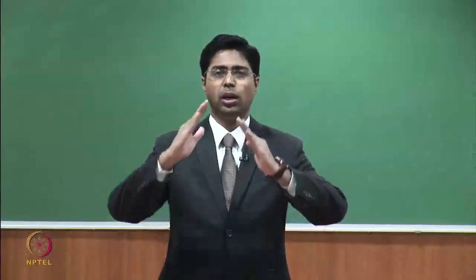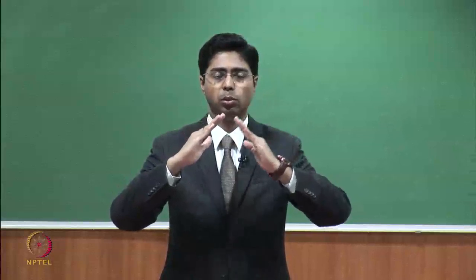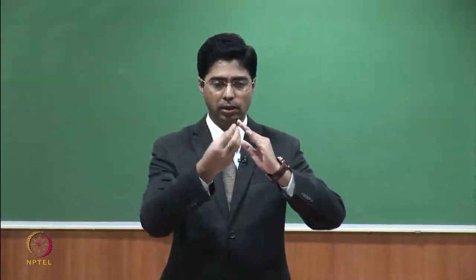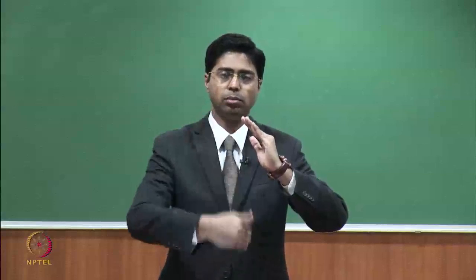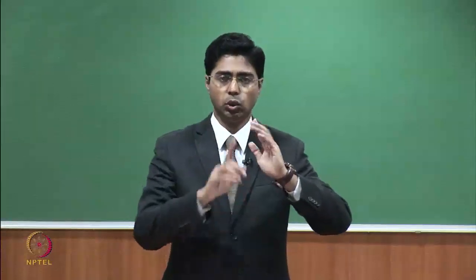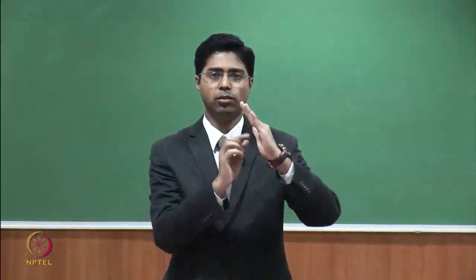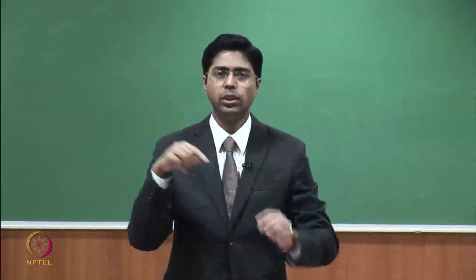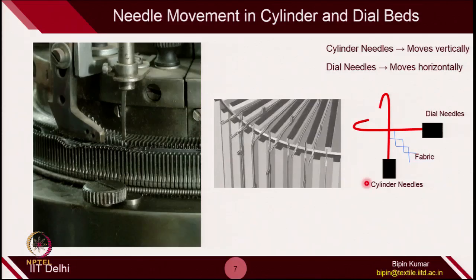This is similar to the V bed machine. If you remember, there were two beds, both beds were creating loops, and the fabric was being pulled from the bottom side. The angle of fabric pulling was 45 degrees with both beds. A similar arrangement is there here, and the fabric is pulled from the inner diameter or inner side of the circular bed, which is not visible here. If you open this machine you can see the fabric being generated on the inside.